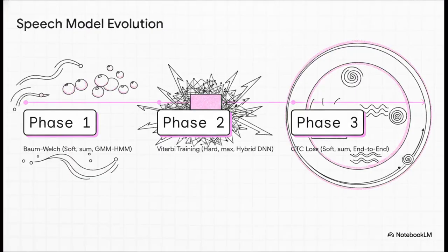It's wild to look at how the field has swung back and forth like a pendulum. Phase 1, the classic era, we relied on Baum-Welch, soft, sum-based math for GMMs. Then Phase 2 hit, neural networks needed massive amounts of data, so we shifted to Viterbi training, hard, max-based alignments for hybrid DNNs. But now, in Phase 3, modern end-to-end models have swung the pendulum right back to soft, sum-based mathematics, largely thanks to CTC loss.